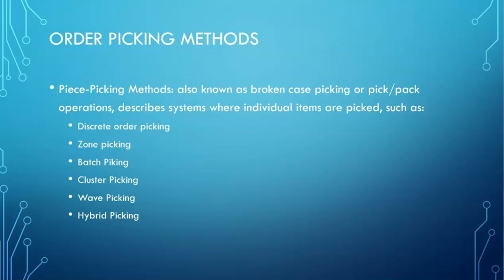We mentioned order picking methods before, but the next few slides will be describing the piece picking or the broken case picking or the pick-pack operations. In this system, individual items are picked, and those methods are the discrete order picking, the zone picking, batch picking, cluster picking, wave picking, and the hybrid picking.